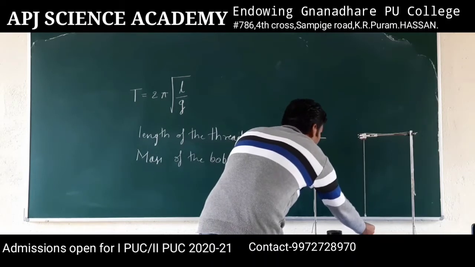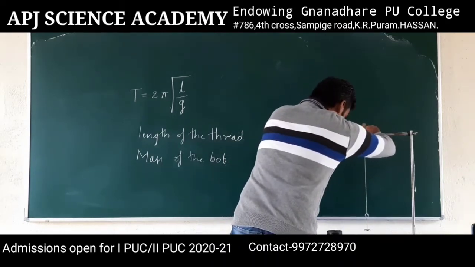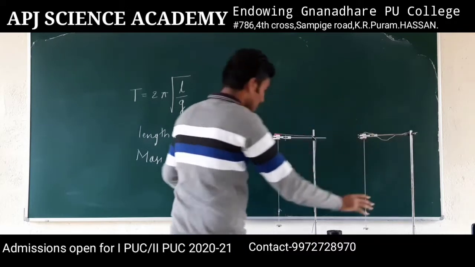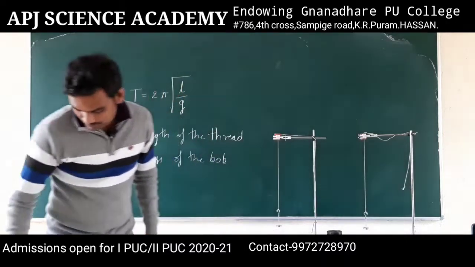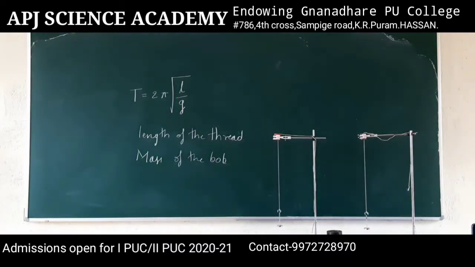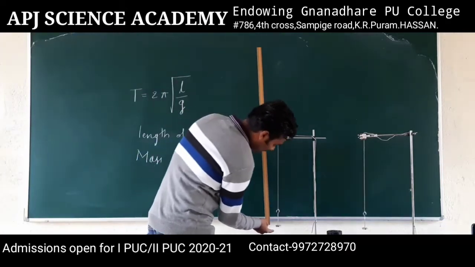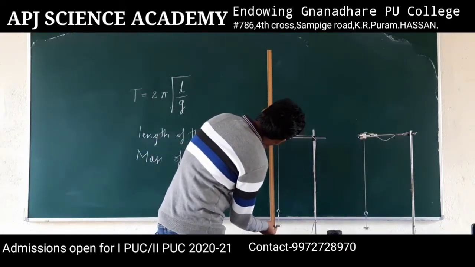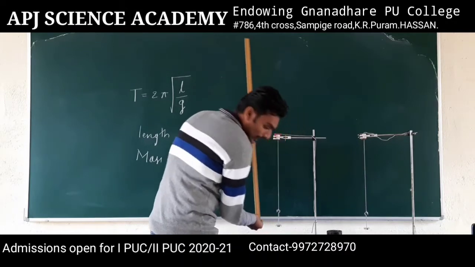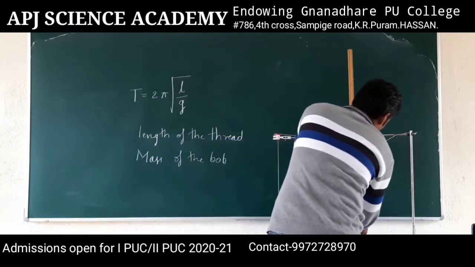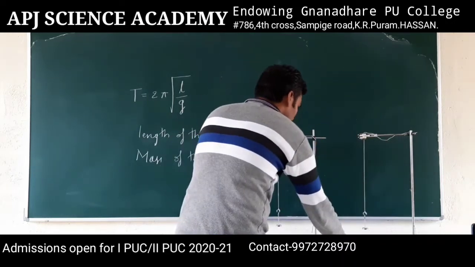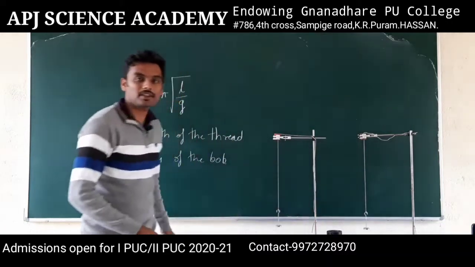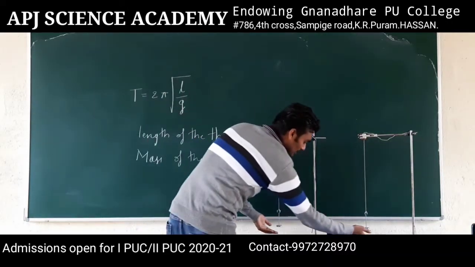Here we have two simple pendulums of almost the same length, or else I can take the scale and measure it to give you the perfect length itself. This is 48 centimeters here, and this is also 48. So they are of the same length. Now let us begin the oscillation.